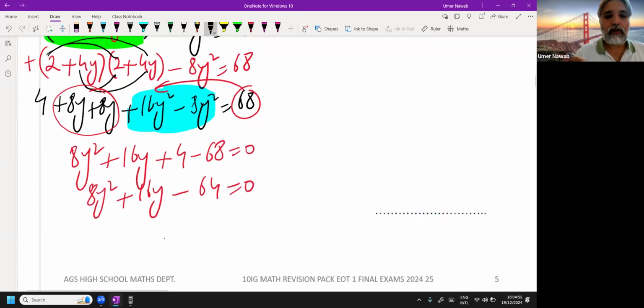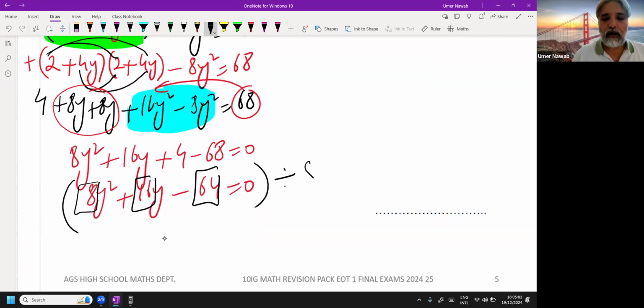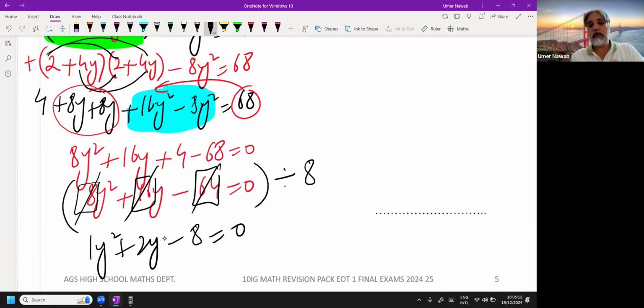Mr. Omar, hold on. Since every term can be divided by 8, so why not the entire equation is divided by 8? So 8 goes and becomes 1y squared, 16 goes and becomes 2y, 64 goes and it becomes minus 8. So look, the equation becomes so simple. And the value of y, if you want to apply the quadratic formula or you want to use a calculator, it gives you y is equal to 2 and y is equal to negative 4.